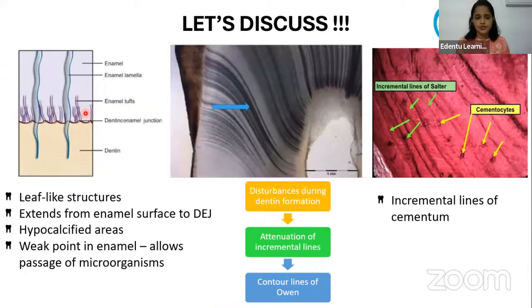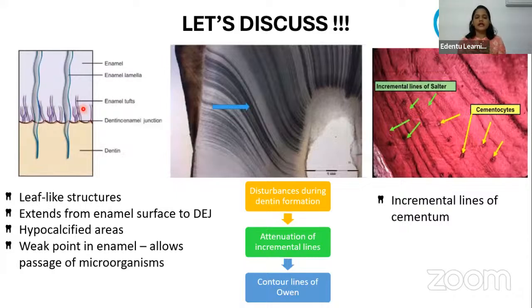Now let's discuss the other options also, like the enamel lamellae. The enamel lamellae was the next option. Enamel lamellae is nothing but a leaf-like structure. It is a hypocalcified leaf-like structure that extends from the enamel surface towards the dentino-enamel junction. From the surface to the dentino-enamel junction, a leaf-like structure will be extending. Those structures are called the enamel lamellae, and it is usually hypocalcified. Hypocalcified means compared to the other surrounding enamel, the calcium content will be less in the enamel lamellae.